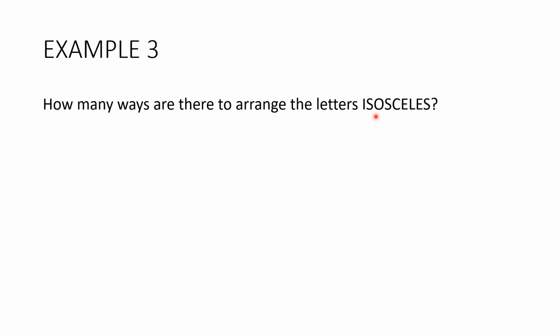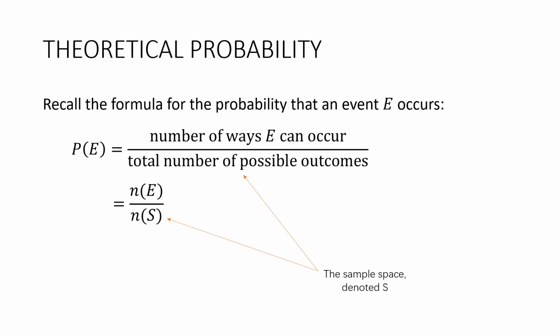And lastly, how many ways can we arrange the letters isosceles? So this time we have 9 letters, we have 3 S's and 2 E's. So our answer is 9 factorial divided by 2 factorial and 3 factorial, which is 30,240.